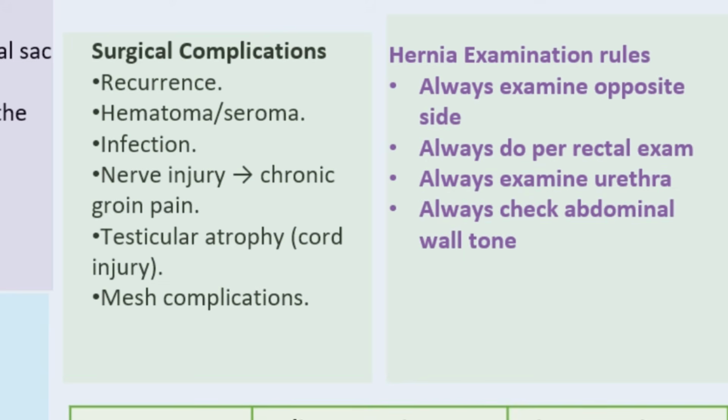Then we have some rules that come in when we are examining a hernia. These include: always examine the opposite side, always do a per rectal exam, always examine the urethra, and always check for the abdominal wall tone.